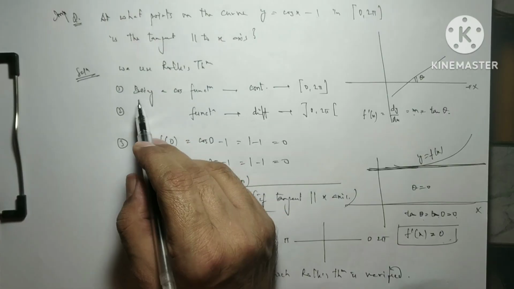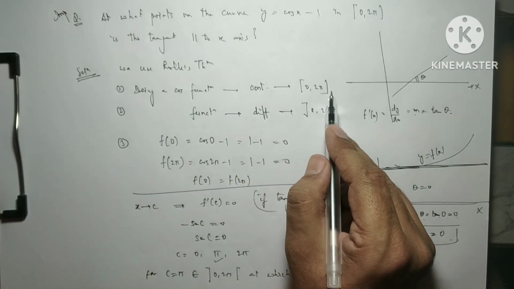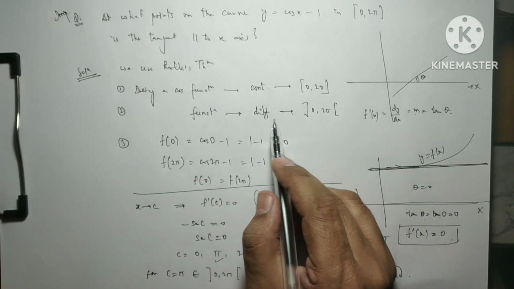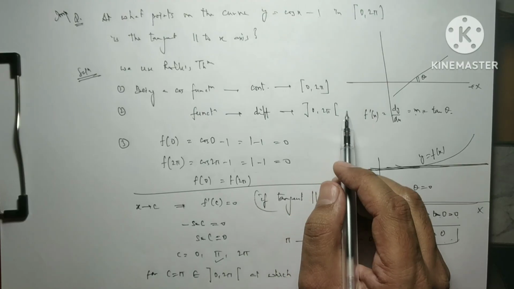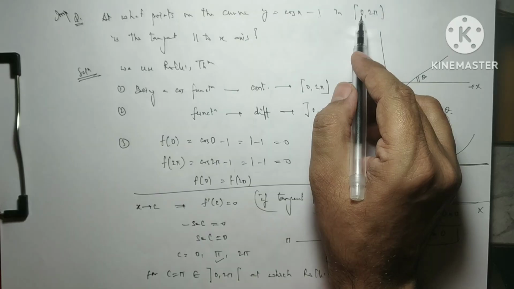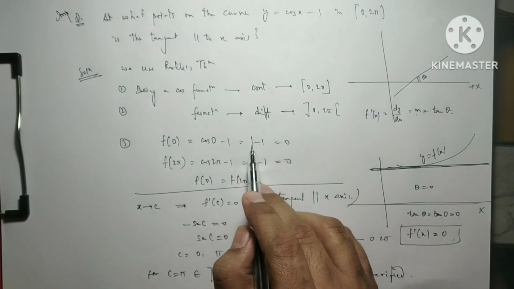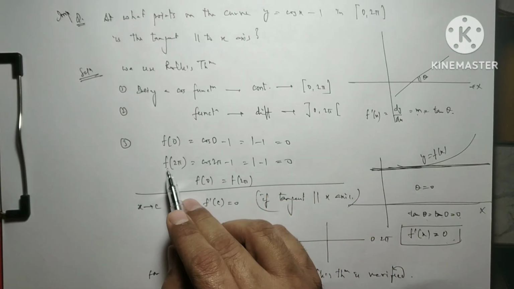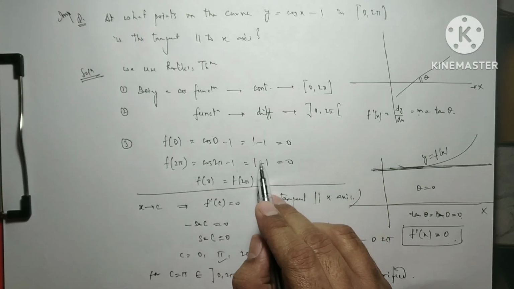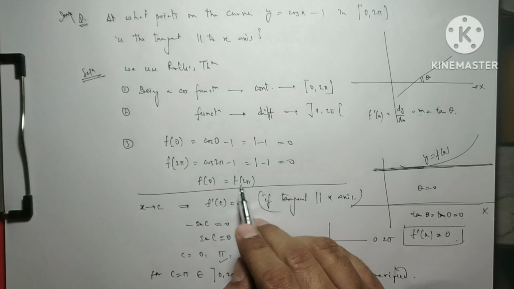According to this theorem, being a cos function, it will be continuous on 0 to 2 pi. Second, the given function is differentiable, because a cos function is differentiable in this interval. And the third point is we will place the values in this function. When you place 0, f(0) is cos 0 minus 1, cos 0 is 1, so 1 minus 1 is 0. And when you place 2 pi, cos 2 pi minus 1, and cos 2 pi is again 1, 1 minus 1 is 0. So both values are equal.